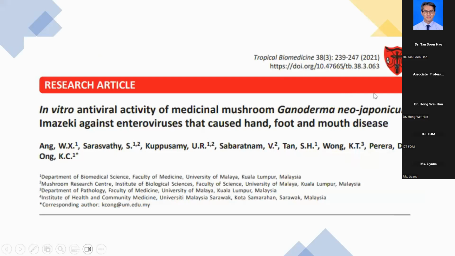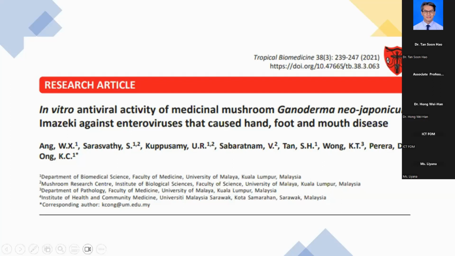Okay, this slide shows some antiviral results that we have published in Tropical Biomedicine. It involves several researchers from different areas. Prof. Vicky is a specialist, an expert in mushrooms, to identify them. Prof. Umar is a biochemistry expert, and Prof. Wong, Dr. Tan just now, the moderator, is involved in pathology and virology. Prof. Pereira from UniMass is contributing by supplying the viruses for us to test the agents.